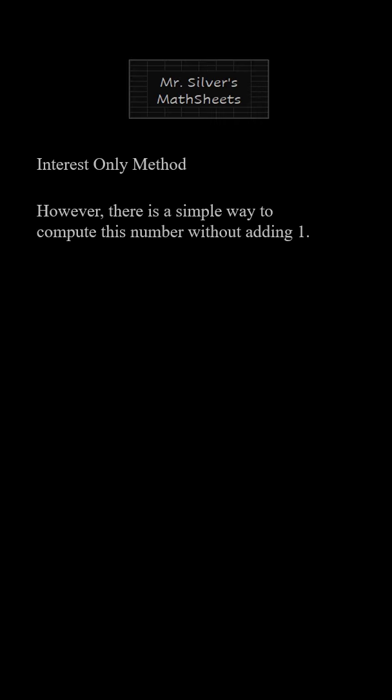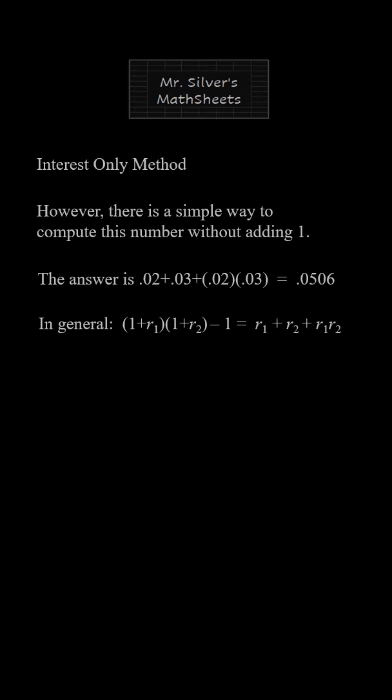We could do it without the 1. It's 2% plus 3% plus the product of 2% and 3%. Or in general, it's R1 plus R2 plus the product of R1 and R2.